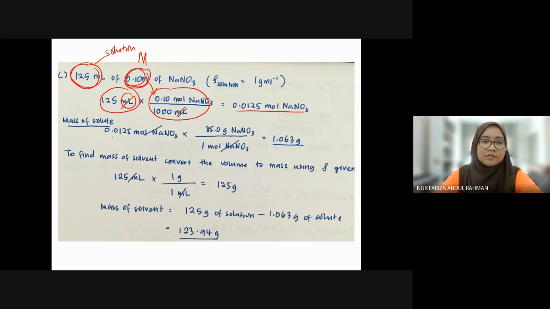Okay, so to find the mass of solute, we can simply multiply by the molar mass. So this is the mass of the solute. All right, so we are done with the mass of solute.